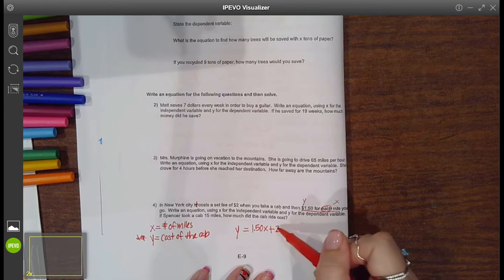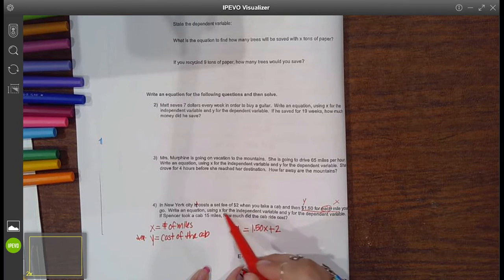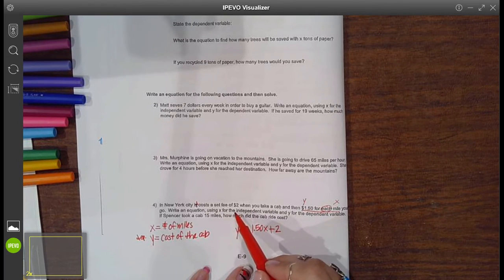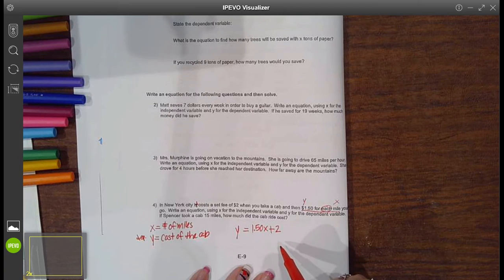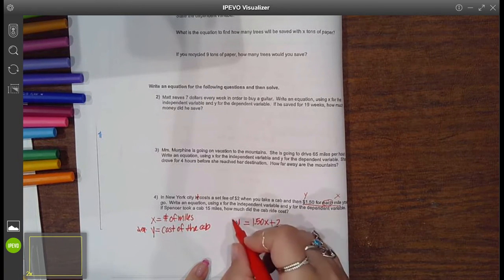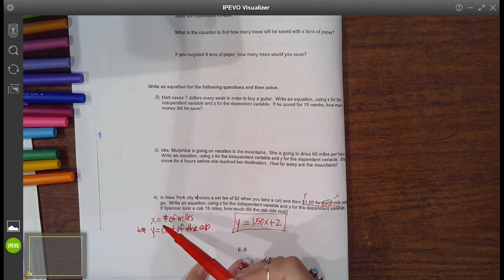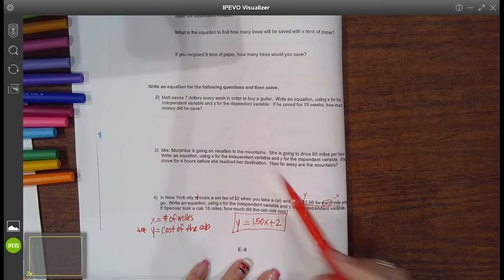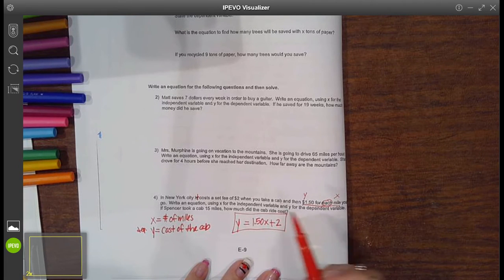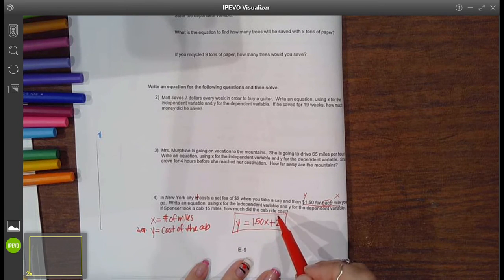This doesn't always happen. Usually it's just something times x equals y. But if you have an initial or set fee or starting fee, then that just gets tacked on at the end. Okay. And now that's my equation. That's step 1. Sometimes they just ask, hey, what's the equation? Sometimes they just want to know what's the independent or dependent variable. And then they might also ask you, okay, so now that you have your equation, if he goes for 15 miles, how much is it going to cost?